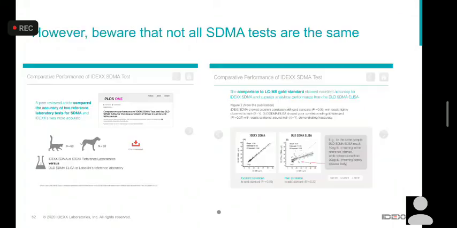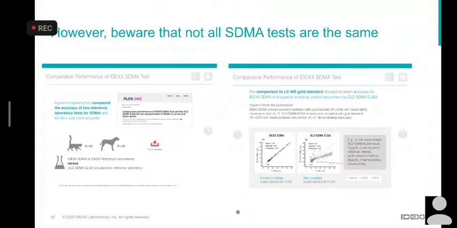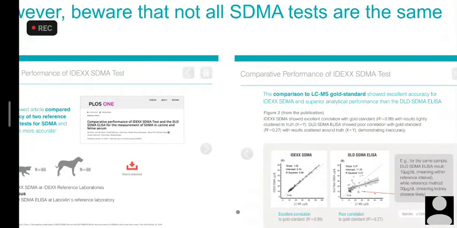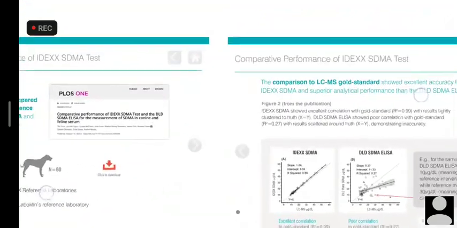Now, if you're still awake, which I hope you are, please be aware that SDMA tests are not all the same. So if you are measuring SDMA on the IDEXX analyzer, or if you're sending it off to a non-IDEXX lab, you might get quite different results.